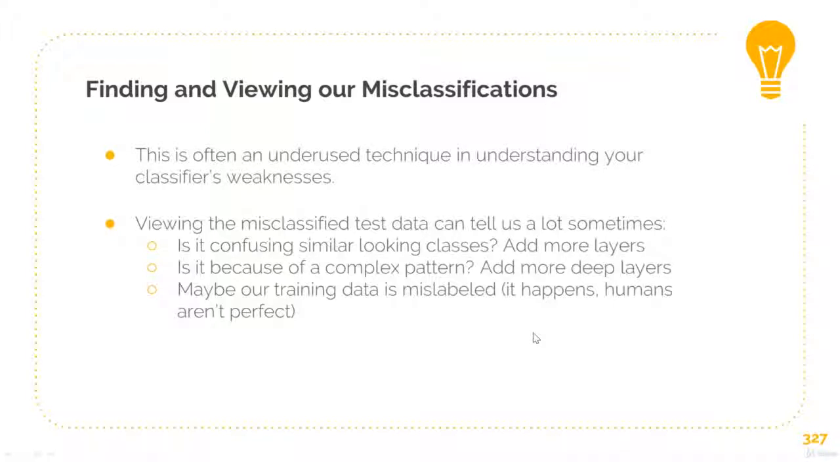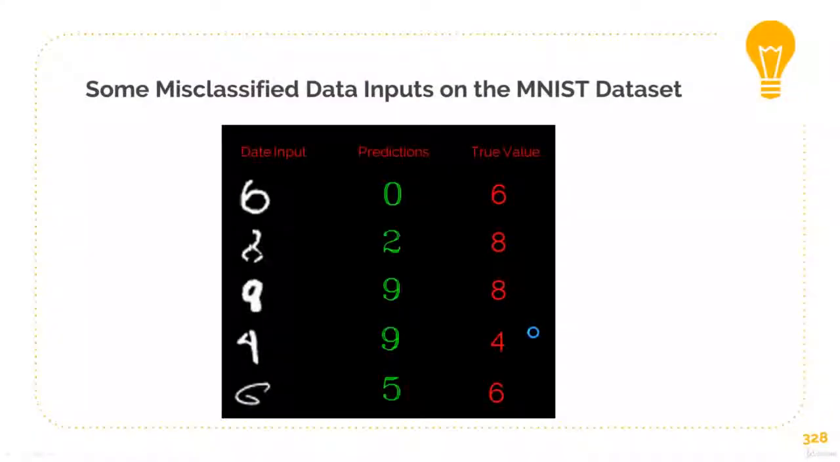So let's see how we do this in our IPython notebook. But before I go ahead, let me show you what this actually tells us. This is some real life data that has been misclassified by our classifier. It should be data, not date. I'll fix that for you. But basically, here is the input number. It actually was a 6, but our classifier predicted 0. Now this clearly is a 6, so our classifier is doing something very wrong here.